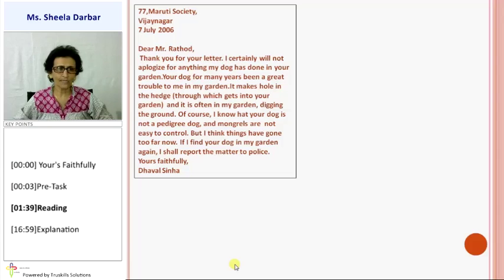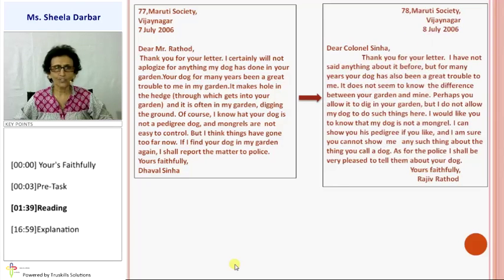Yours faithfully, Dhaval Sinha. Now see how much the matter has got serious between the two neighbors, all connected with dogs, and they are ready to drag the police into such a domestic matter. In answer to such a letter, see what is written by Mr. Rathod.